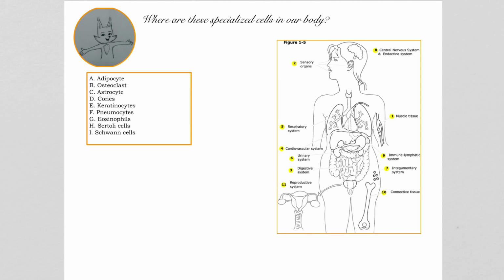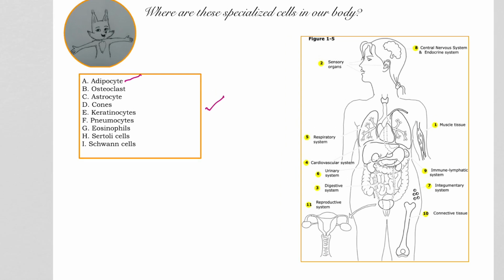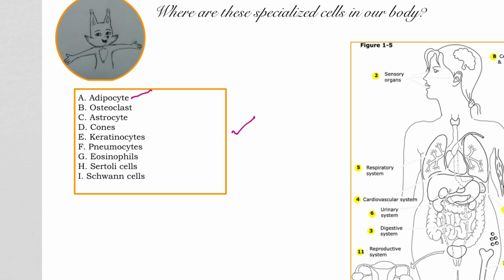So let's see if you can guess where these specialized cells are. Here are a few examples. Let's see if you remember your biology. Adipocytes. Yes, if you guessed correctly, these are fat cells found in adipose tissue, or the fat tissue, which is located throughout the body. Osteoclast. Correct, yes, if you said bone.